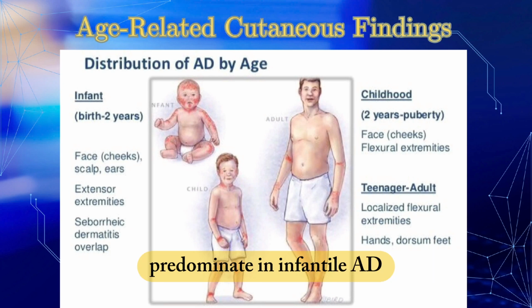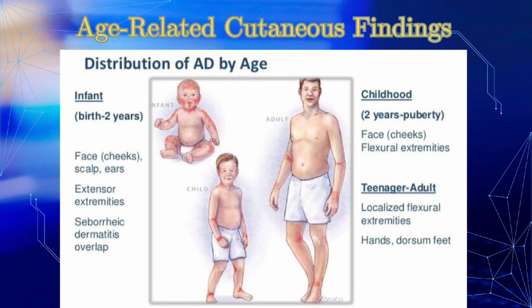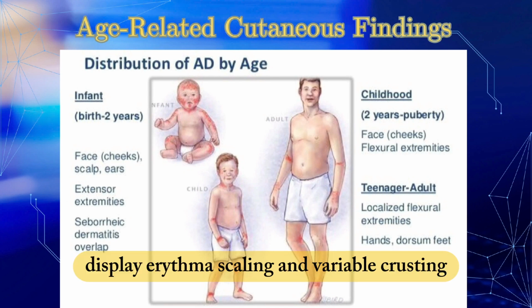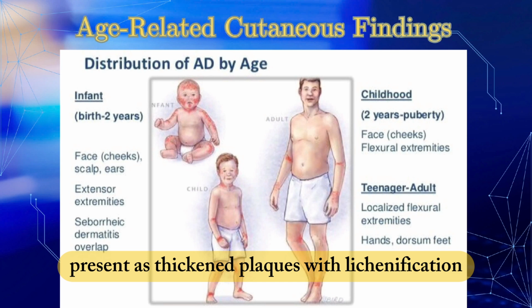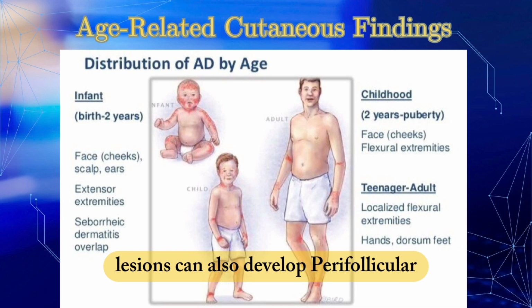Acute lesions predominate in infantile AD and are characterized by edematous, erythematous papules and plaques that exhibit vesiculation, oozing, and serous crusting. Subacute edematous lesions display erythema, scaling, and variable crusting. Chronic lesions may typify adolescent or adult AD, presenting as thickened plaques with lichenification as well as scale. Prurigo nodule-like lesions can also develop.